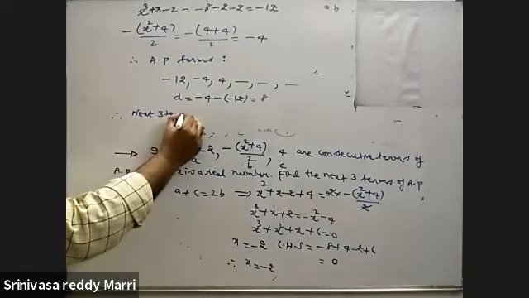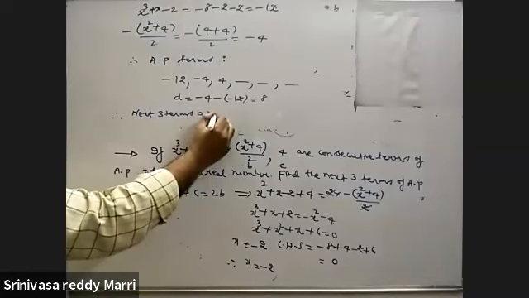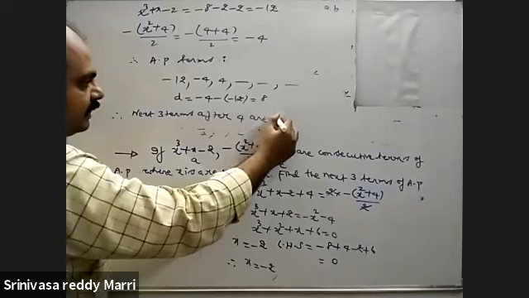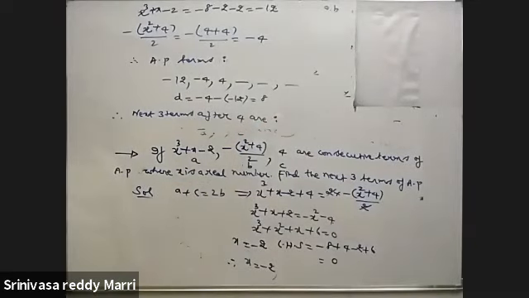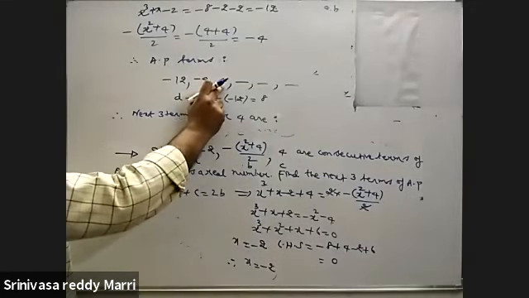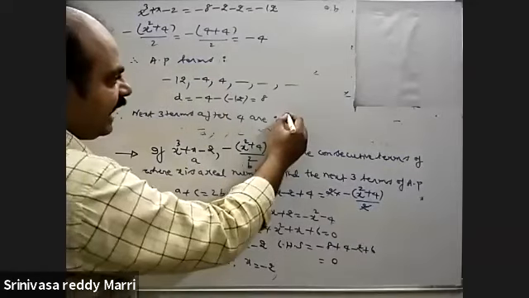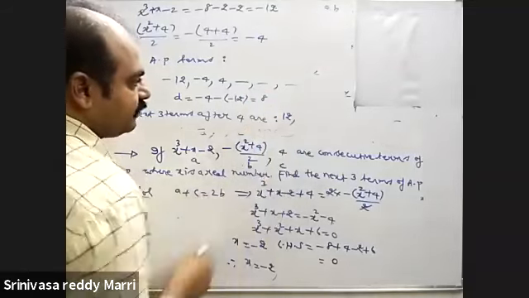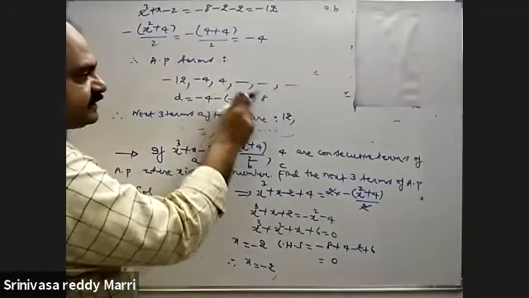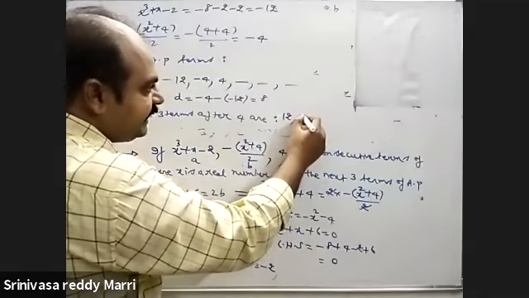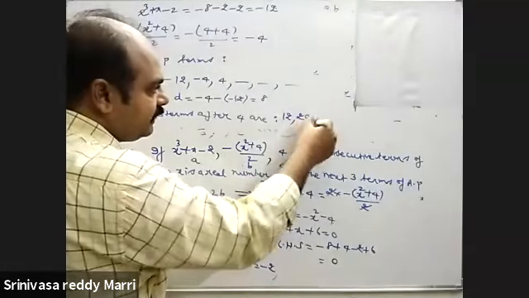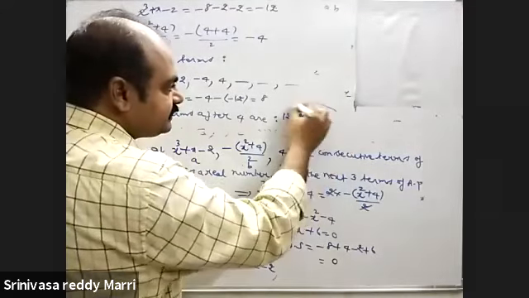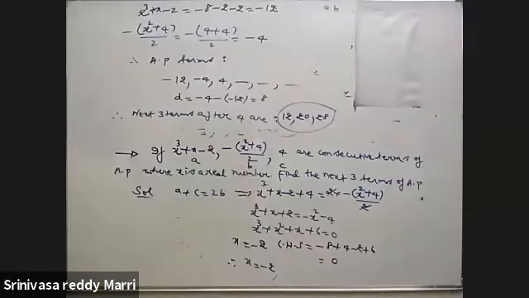Therefore, the next 3 terms after 4 are... Look at how you will get the terms in an AP. For 4 add 8, 12. So the next term will be 4 plus 8, 12. For 12 add 8, 20. For 20 add 8. The next 3 terms will be 12, 20, 28.